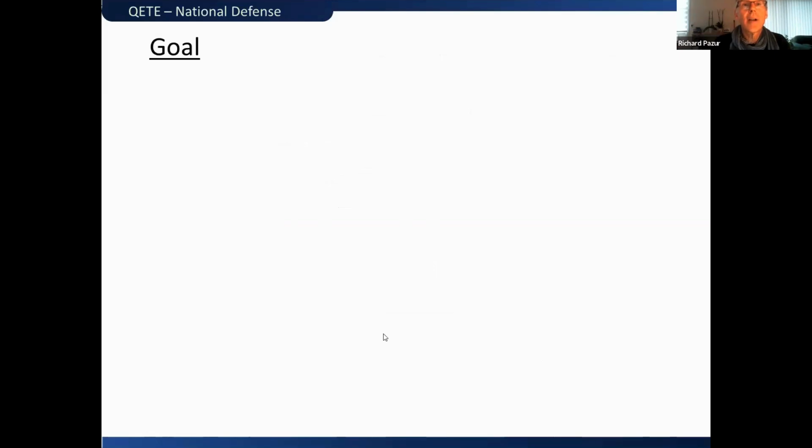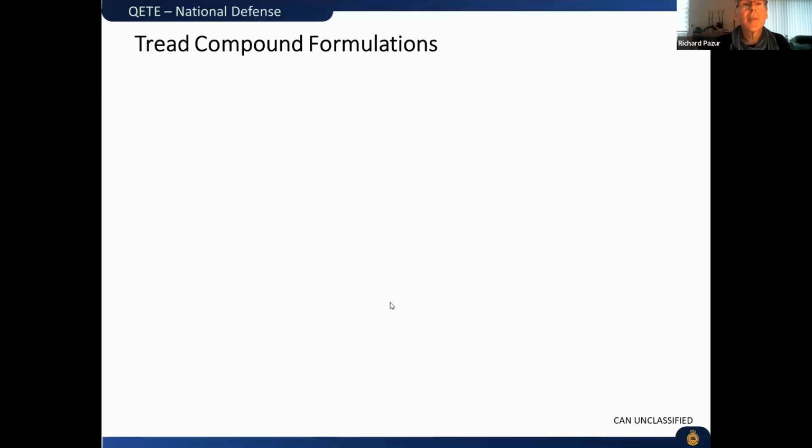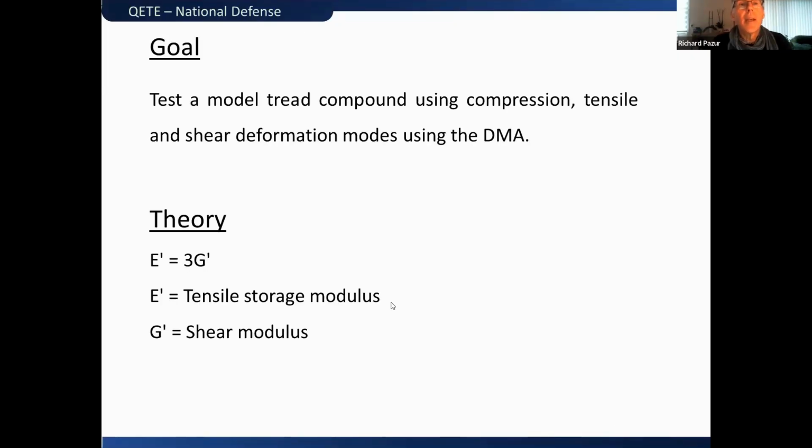So the goal of today's talk is, oops, it doesn't seem to want it. There it goes. We want to test a model tread compound using the compression, tensile, and shear deformation modes using the DMA. Simple as that. And we want to check the theory as well.